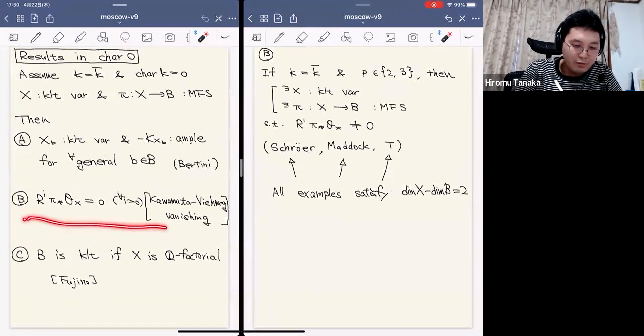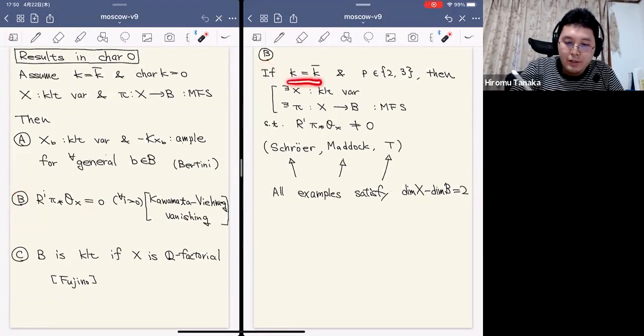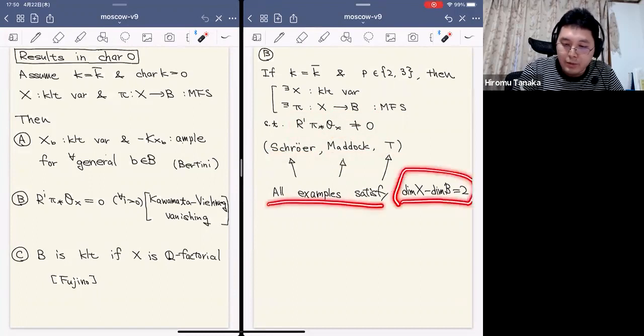So in characteristic 0, we have this vanishing, but as I said, there is a counterexample in positive characteristic, which is written here. I added some information here. If k is algebraically closed and the characteristic is 2 or 3, then there is this counterexample as follows. R1 is not vanishing. Such examples were constructed by three people, including me, and all examples are of relative dimension 2.